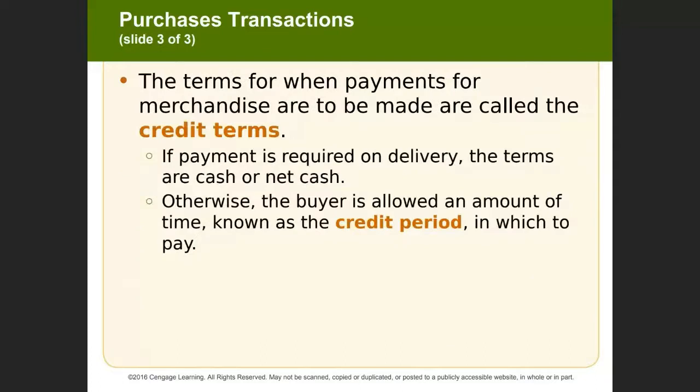The terms for when payments for merchandise are to be made are called credit terms. Do y'all remember hearing about those? Like 2/10 net 30. If payment is required on delivery, the terms are cash or net cash. Otherwise, the buyer is allowed an amount of time known as the credit period in which to pay.